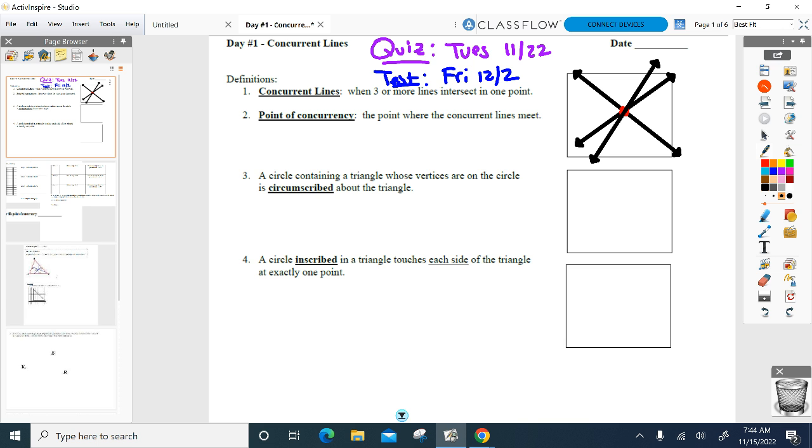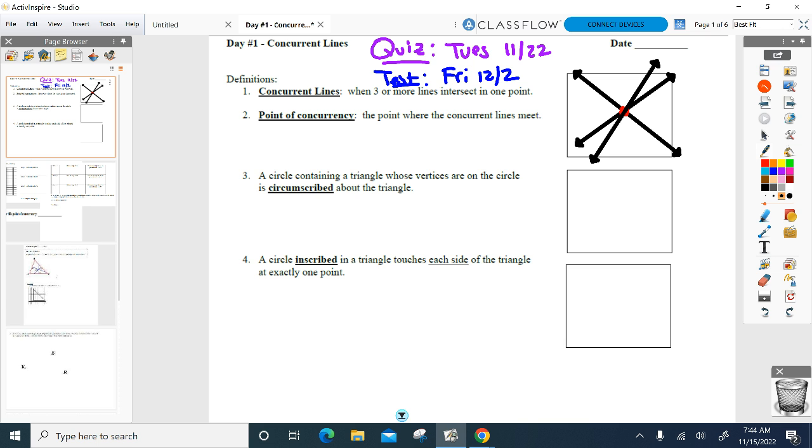I want to say the word that's up there, concurrent. Concurrent. Let's get that in your vocabulary. Concurrent. All right? All three lines going through the same point, those are concurrent lines.